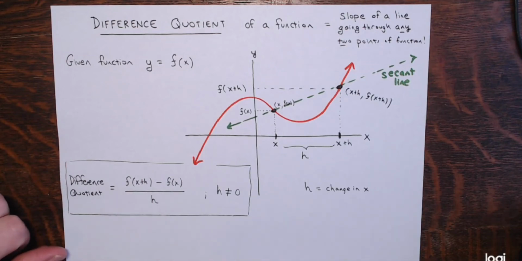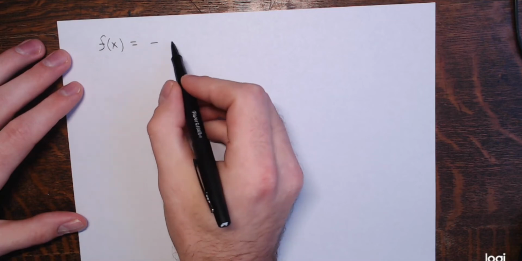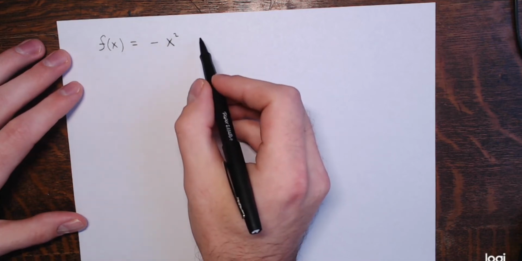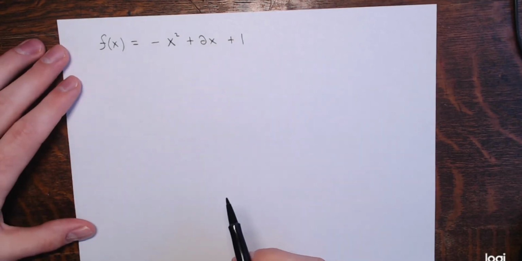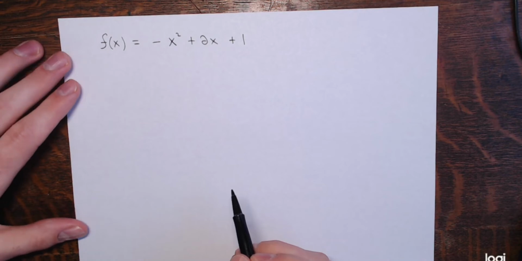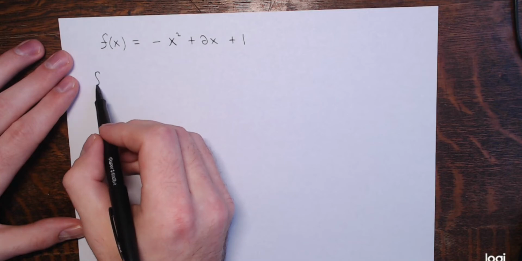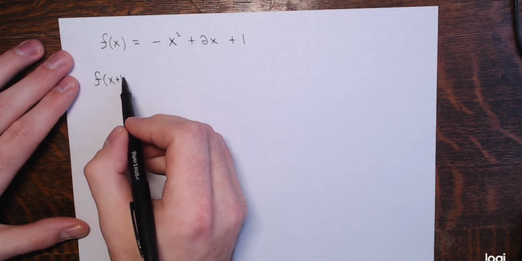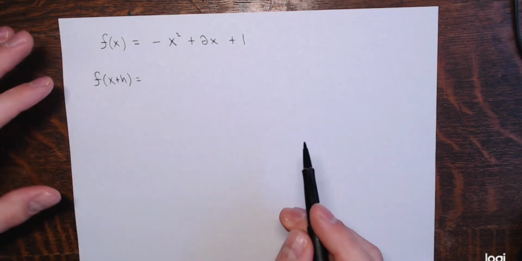All right. So the first function we are given is this one. F of x equals negative, the opposite of x squared plus 2x plus 1. And we're asked to compute the difference quotient. So remember, this is f at x. Now I just need to know what's f at x plus h. Right? When I move to the right or left h units, whatever h is.